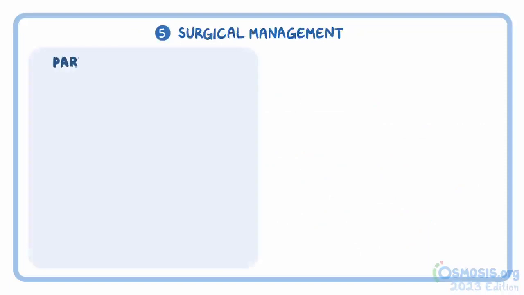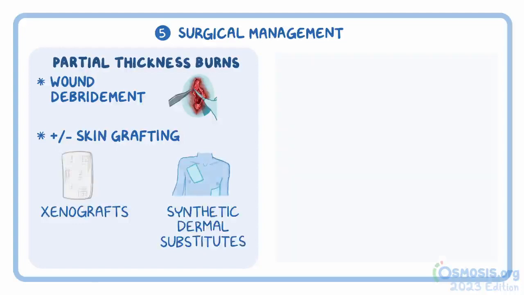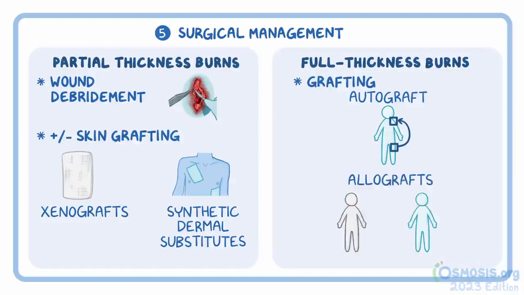Alright, when it comes to surgical management, patients with partial thickness burns usually need wound debridement and sometimes skin grafting. Grafts for partial thickness burns include xenografts and synthetic dermal substitutes. Patients with full-thickness burns will often require a different type of graft called an autograft, which uses the patient's own skin. Allografts, or skin from cadavers, may be used temporarily for deeper burns that can't be immediately staged.